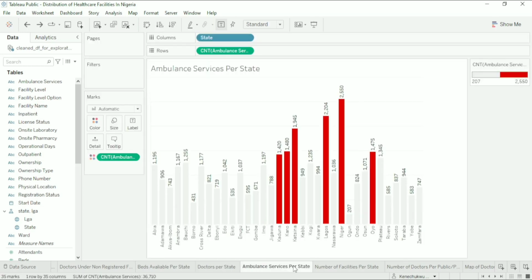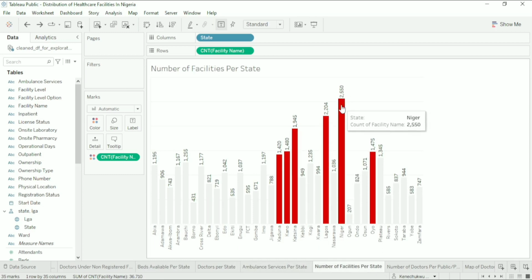And okay, for the ambulance, there are more ambulance services in Niger. Lagos followed up. I don't know why we have more in Niger. Well, I think it's because there are more facilities there than in Lagos. Like I've shown in the exploratory analysis in the notebook, there are more facilities there than in Lagos, so it's number of facilities per state. That's why we're having more ambulance services there.